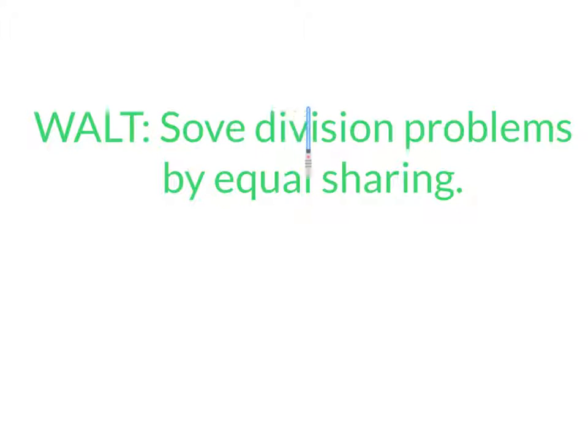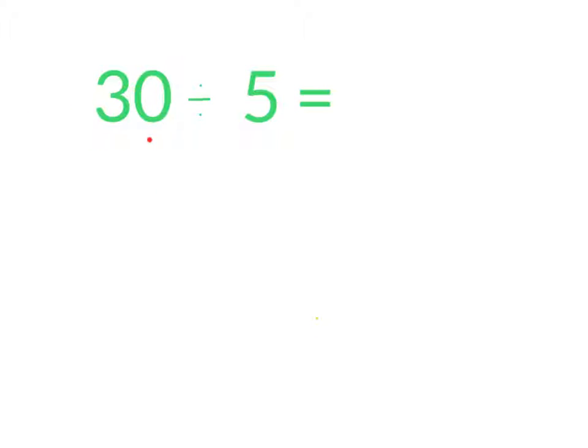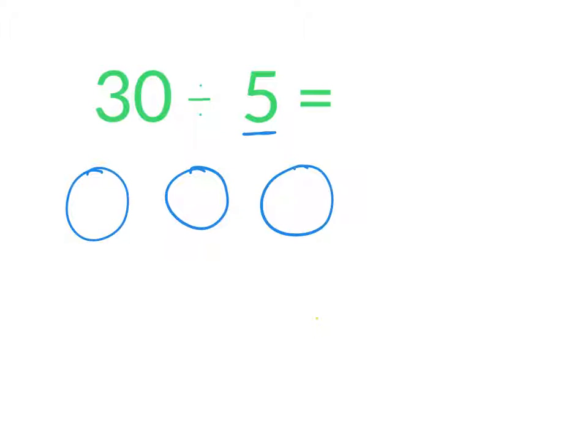You're learning to solve division problems by equal sharing. The equation says 30 divided by 5. So I might have 30 pieces of Lego and I'm going to share it with 5 people in the class. So we need to draw our 5 groups so we can share it out evenly.